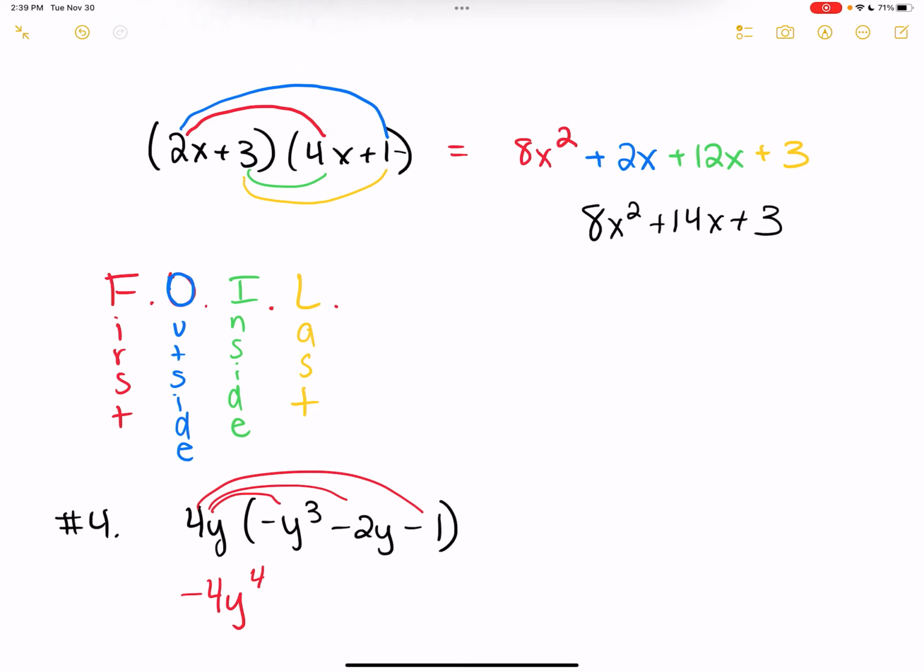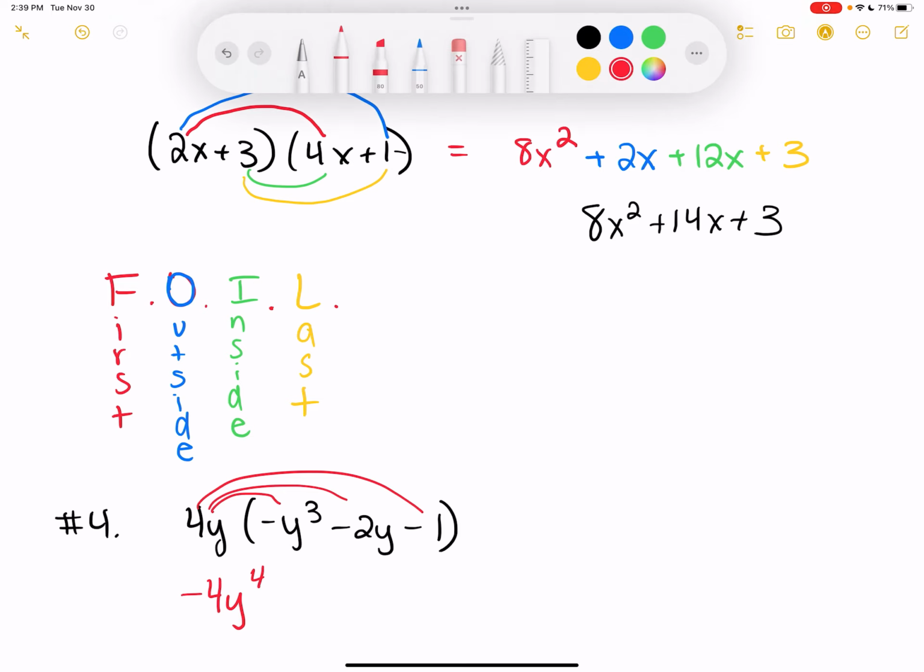4y times negative 2y is what? Negative 8y. 8y what? Okay, yep, second, add the exponents. Then 4y times negative 1.